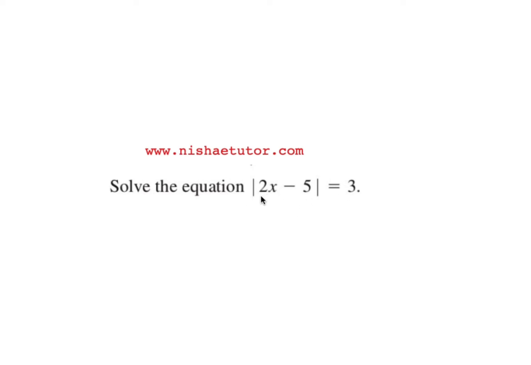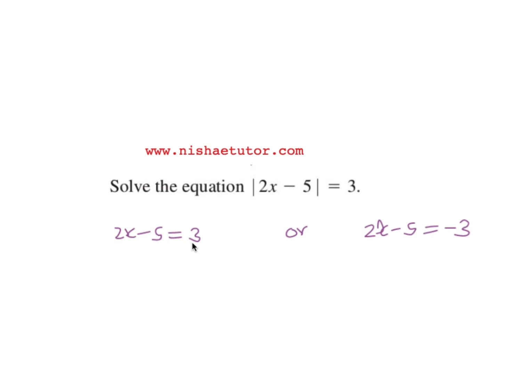So here we are given the absolute value of 2x minus 5 equal to 3. By the definition of absolute value, this is either 2x minus 5 equal to 3, or it can also be 2x minus 5 equal to minus 3. So one time we take positive and the other time negative. Okay, 2x minus 5 stays as it is, because the absolute value can be negative or positive, so the right side is positive 3 or negative 3.